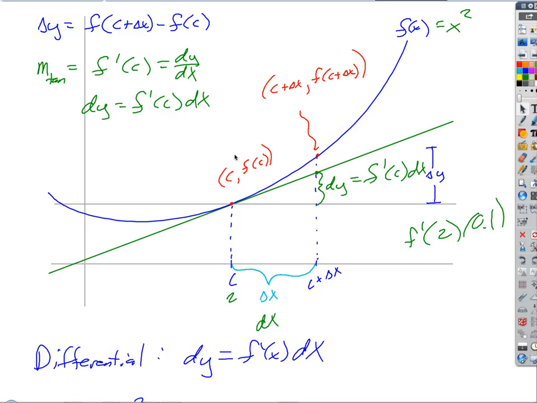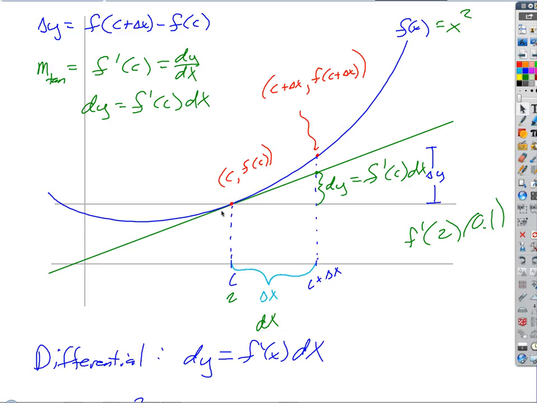Okay, so remember what we said here. If we've got some blue function and we want to do a quick approximation of the function, then we can do what's called a linearization, right? So we're just gonna approximate the blue curve with the green line that's tangent to that curve.